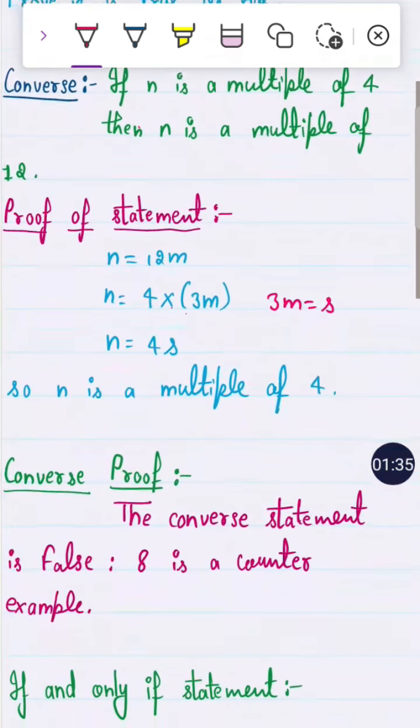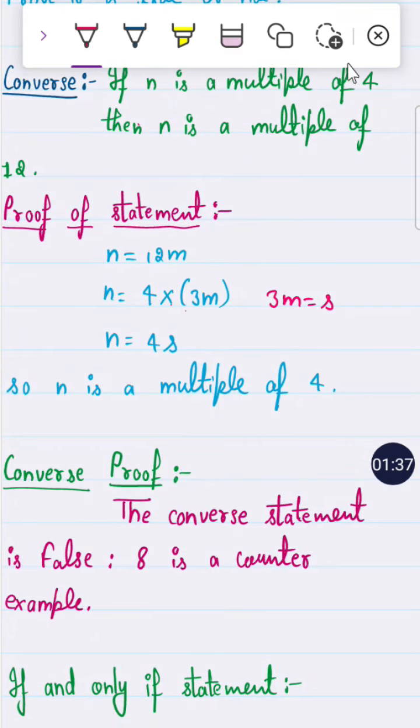Now what is the converse? If n is a multiple of 4, then n is a multiple of 12. We have to prove that. We should know that if n is a multiple of 4, then n being a multiple of 12 is not necessary, because 4 is smaller than 12. Then it is not always true. 8 is a counterexample of this converse.